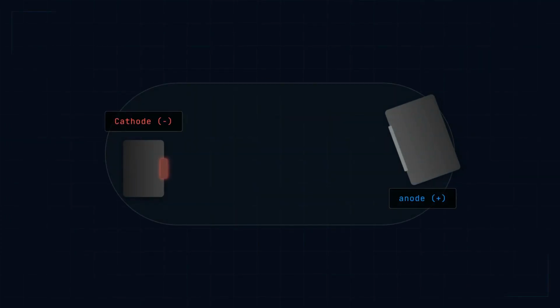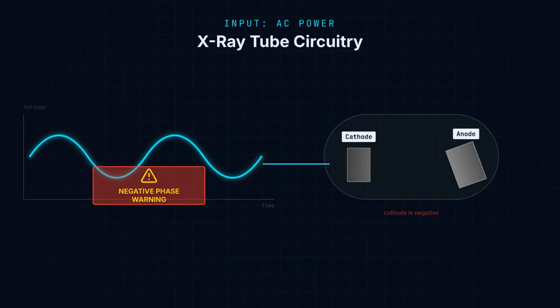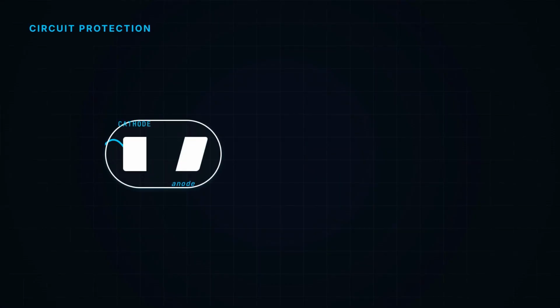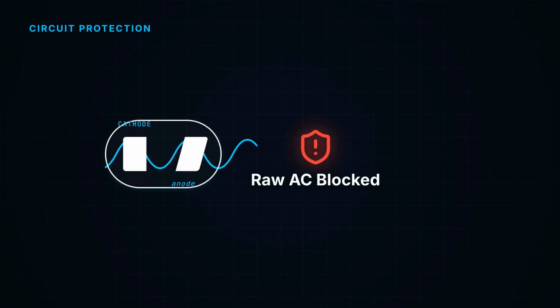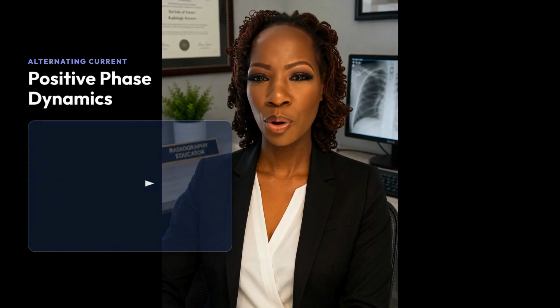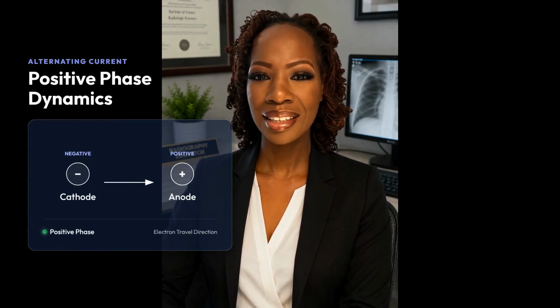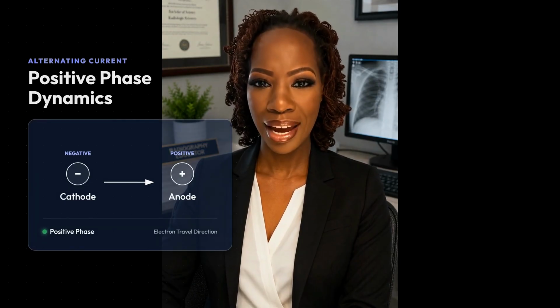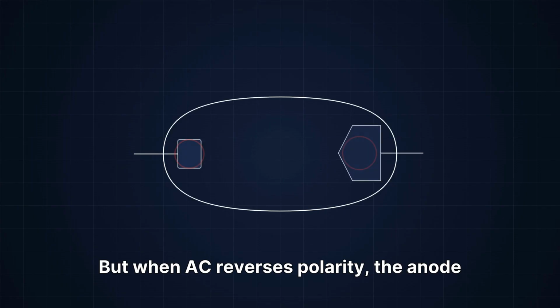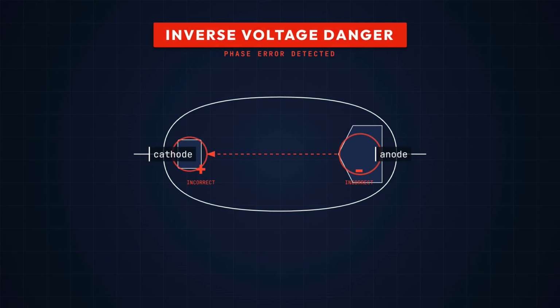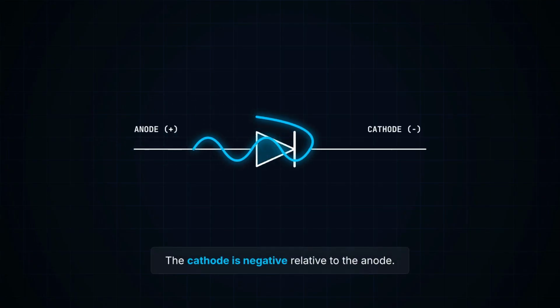Electrons produced at the cathode are repelled by the negatively charged cathode and attracted toward the positively charged anode. The electrical power entering the X-ray imaging system is alternating current, but there's a problem. Because AC periodically reverses polarity, we cannot allow it to pass through the X-ray tube unchanged. During the appropriate portion of the electrical cycle, the cathode is negative and the anode is positive. This allows electrons to travel cathode to anode. But when AC reverses polarity, the anode would become negative and the cathode positive. This creates inverse voltage across the X-ray tube. We do not want electrons traveling in the opposite direction.